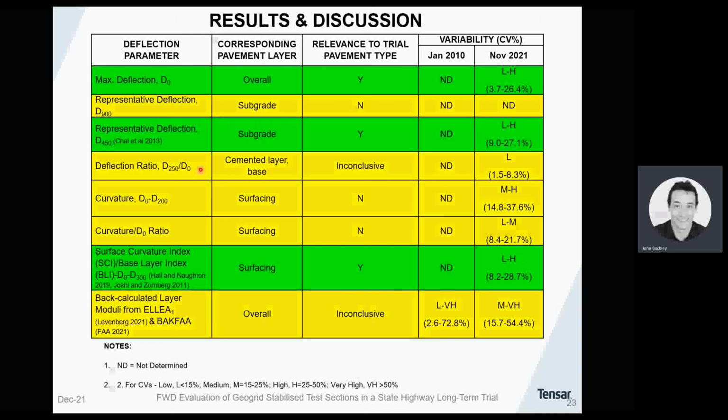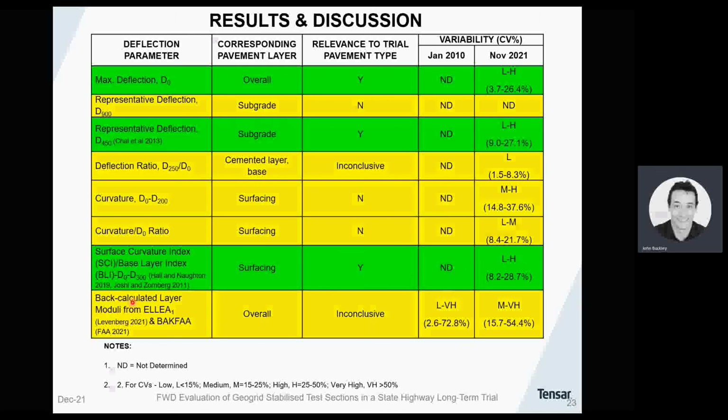Curvature parameters did have some high variability, and a more representative measure of surfacing performance was discovered, which is the Surface Curvature Index, SCI, or Base Layer Index, BLI, as reported by Hall and Norton in 2019 and Joshi and Zornberg in 2011. This is more appropriate to thinly surfaced granular pavements and is defined as the D0 minus the D300 offsets.